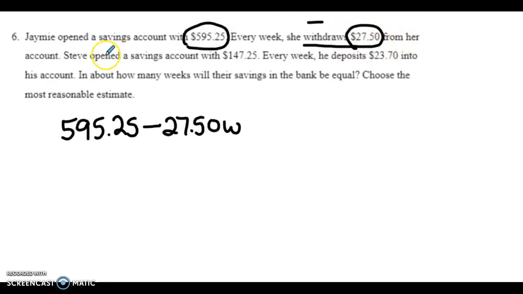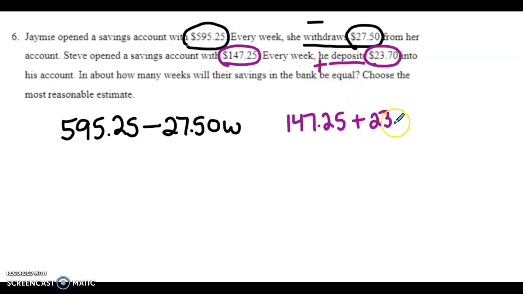Now I'm going to look at Steve. Steve starts out with this much, so he doesn't start out with as much. But every week he deposits this much. And remember, deposits in math or in banking is when you add money to your account. So we're going to be using a plus sign. We're going to be adding $23.70 per week. So I'm going to give that a letter. And we want to know, in how many weeks will their savings account be equal? So I'm going to throw an equal sign in the middle there. And then I'm going to solve this for letter W because I want to know in how many weeks.